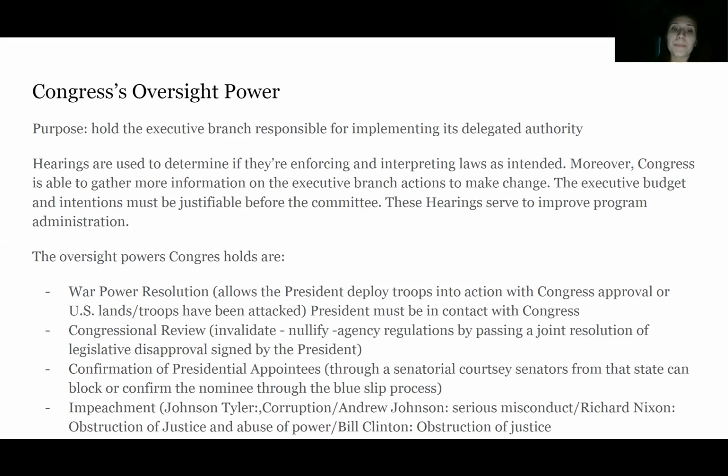Impeachment. Impeachment is the process of charging someone from the executive branch for misconduct, breaking laws, and such. So there I put some past presidents who have been charged with impeachment and what they were charged with. Keep in mind the House of Representatives is in charge of investigating impeachment, whereas the Senate conducts the trials.